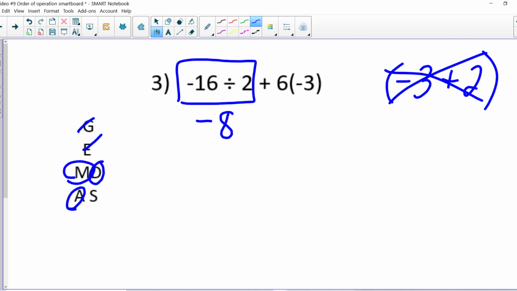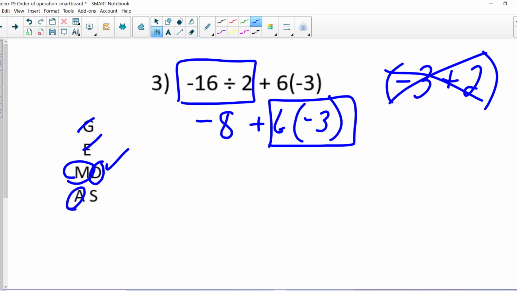Now I'm just going to bring down and rewrite all the rest of the problem that I haven't used, which is the plus and the 6, and then those parentheses that mean multiplication times negative 3. So I've done the division. Now I have to do what? Multiply or add? Multiply, because we multiply or divide before adding and subtracting. So I'm going to put a box around 6 times negative 3, which gives you what? Do you remember your multiplication rules? Hopefully you said negative 18.